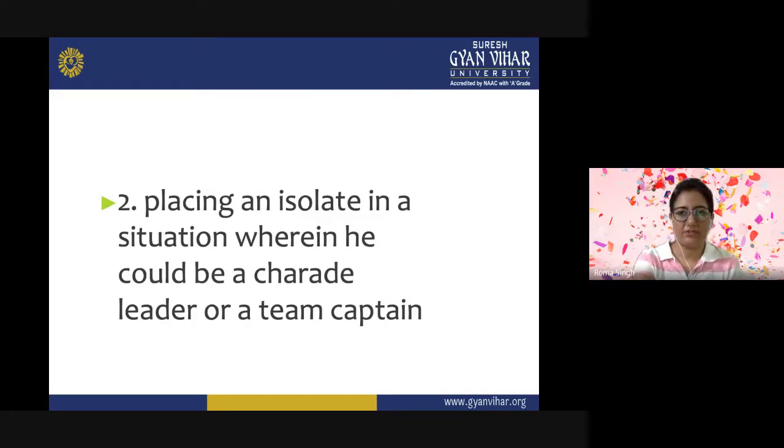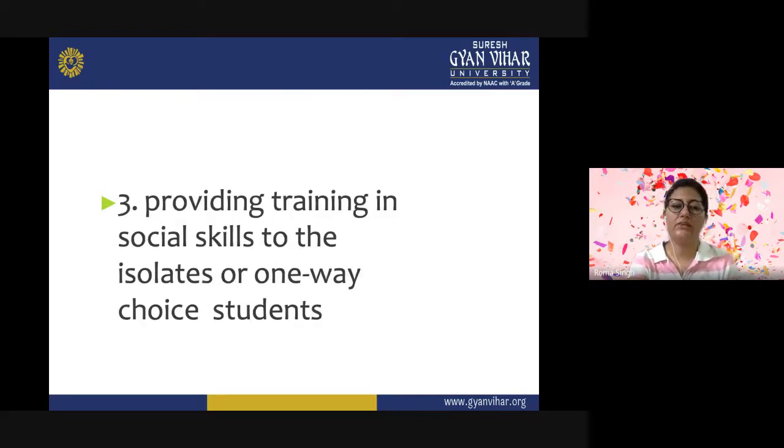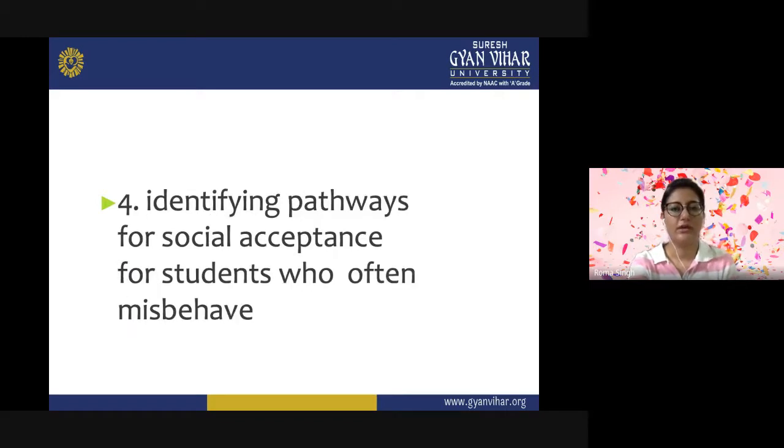Place an isolate. After you have found out that there are isolates among our group, then you need to place them in a situation where they cannot be aloof from their group. So they can be a leader or a team captain. So give some opportunities and responsibilities so that they are not isolates anymore. Provide training in social skills to the isolates or the one-way choice students which you have found out. Identify pathways for social acceptance for students who often misbehave. So you have to find that out also, so that will solve the problem of indiscipline in the class.